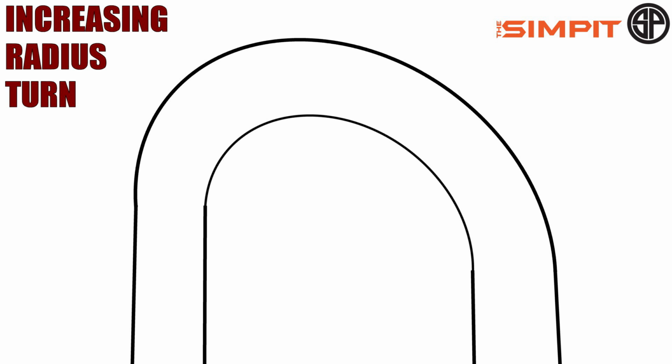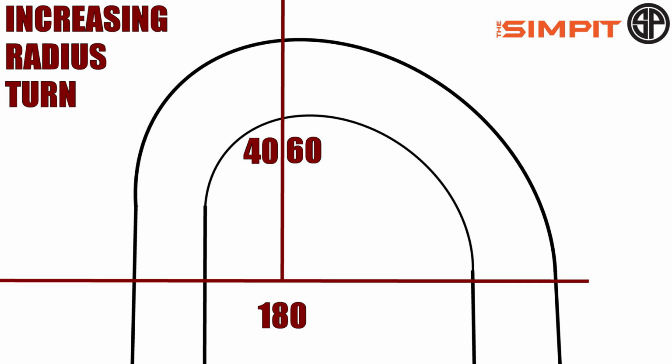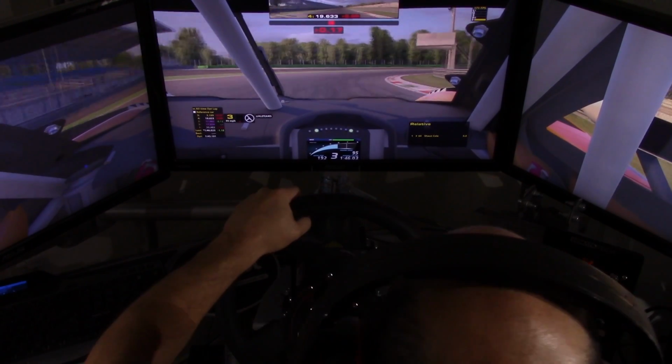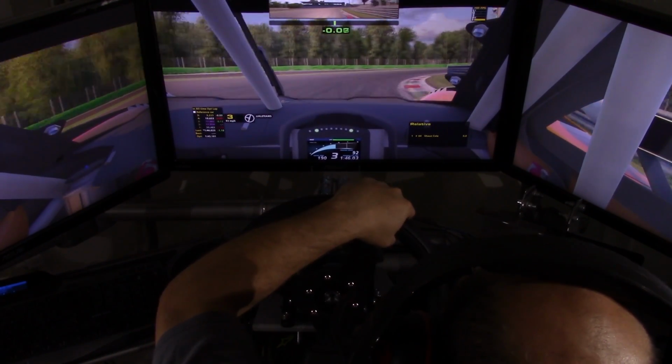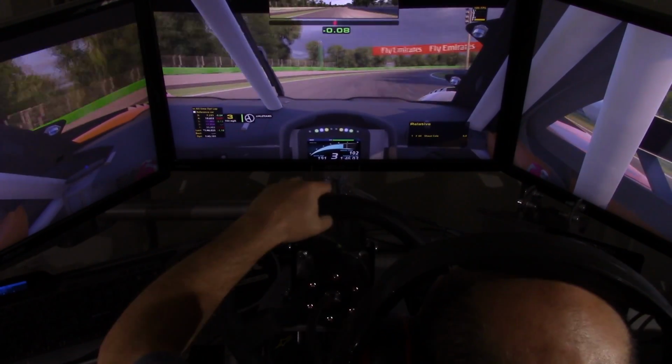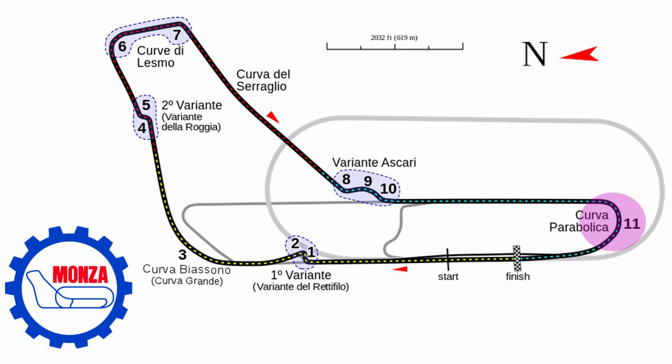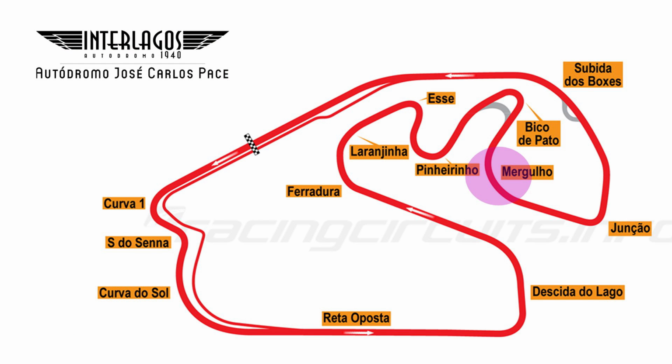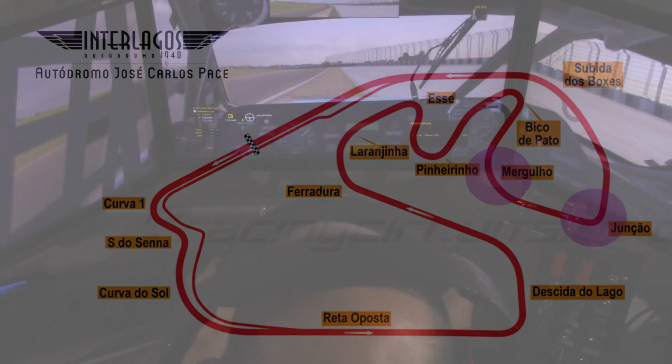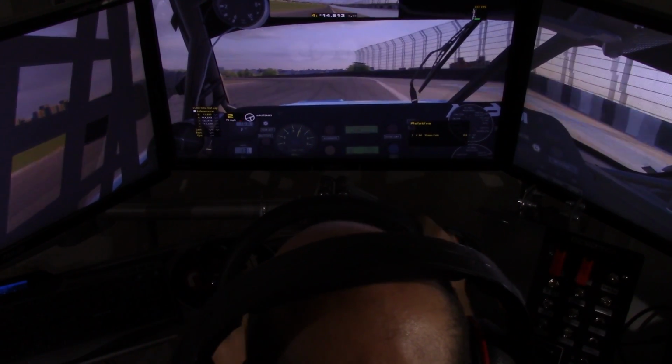At the apex, you will have only traveled through 40% of the corner when it's time to get back on the gas. A great example of an increasing radius corner is the final corner at Monza, Parabolica. Also, turns 11 and 12 at Interlagos are increasing radius corners. Driving an increasing radius corner is one of the biggest pleasures in racing.